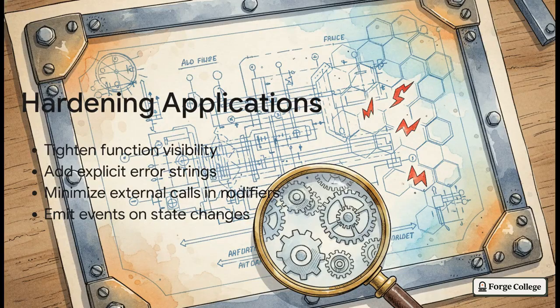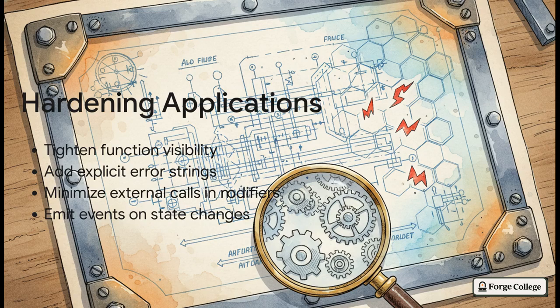Now, before we lock this blueprint permanently, we have to apply our critical hardening touches. First, we tighten the visibility of our functions so nothing is accidentally exposed to the outside world. We add explicit error strings, so if a transaction reverts, we know exactly why, saving developers hours of painful debugging. We also carefully minimize external calls inside our modifiers. Why is this so absolutely crucial? Because making external calls to untrusted contracts can open the door to re-entrancy attacks, where an attacker tricks the contract into repeatedly calling a function before the original execution finishes, potentially draining funds. Keeping modifiers lean and internal closes that door completely.